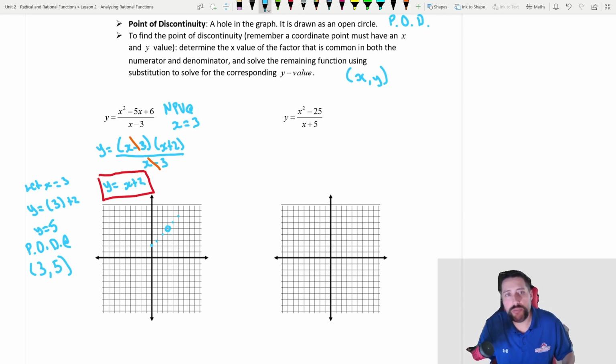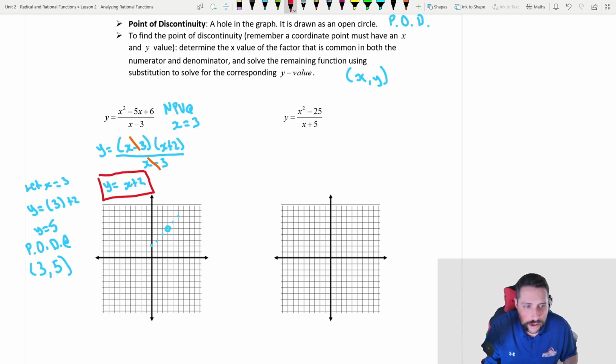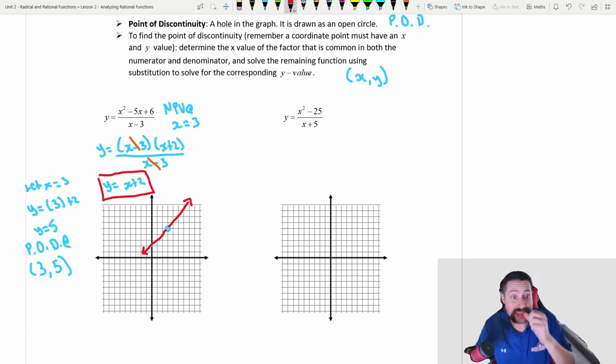So how this works is you will draw your regular linear graph up to that point. Don't go through the point, because that's a hole in the graph. It doesn't exist at that point. And then you just pick up where you left off right after the point. And that is how you would draw this particular graph with a point of discontinuity. Okay, let's try the next example.